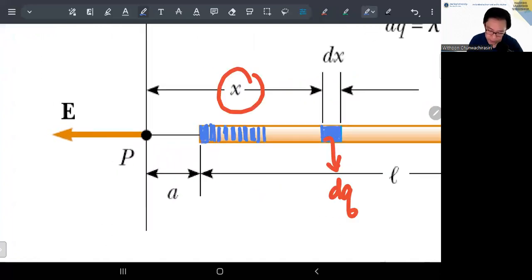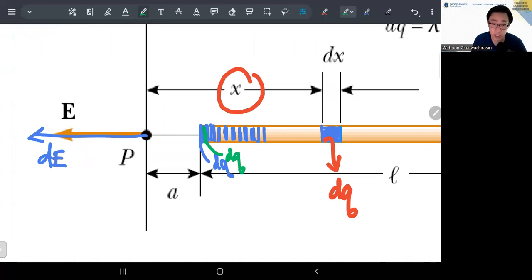For example, if I do the left end slice, I'm going to have dq on here, right? The dq will generate electric field dE. With me? And then I move on to the next slice. Let me use a different color here. The next slice will contain the charge dq as well, and it's going to generate another dE. It still points to your left.